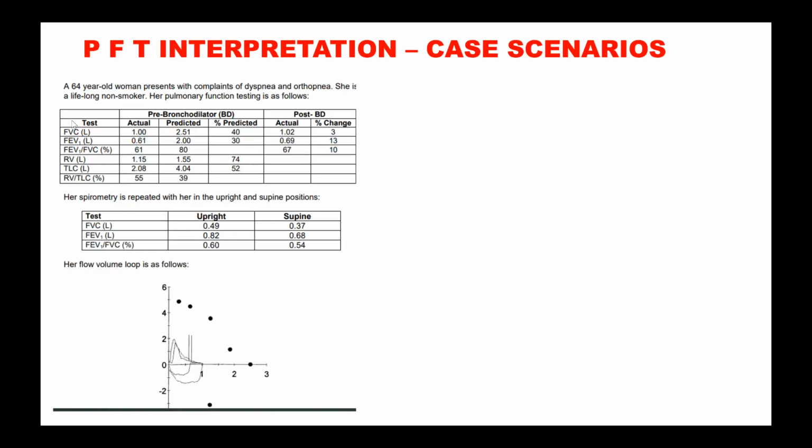Now, case scenarios for patient conditions. A 64-year-old woman presents with complaints of dyspnea and orthopnea. She is a lifelong non-smoker. Pulmonary function testing is as follows. FVC is only 40% of the predicted, low. FEV1 is also only 30% of predicted, low. FEV1 to FVC ratio is also decreased. Residual volume and total lung capacity are also reduced. FVC upright is also given. A flow volume loop is shown here. So this is the interpretation.